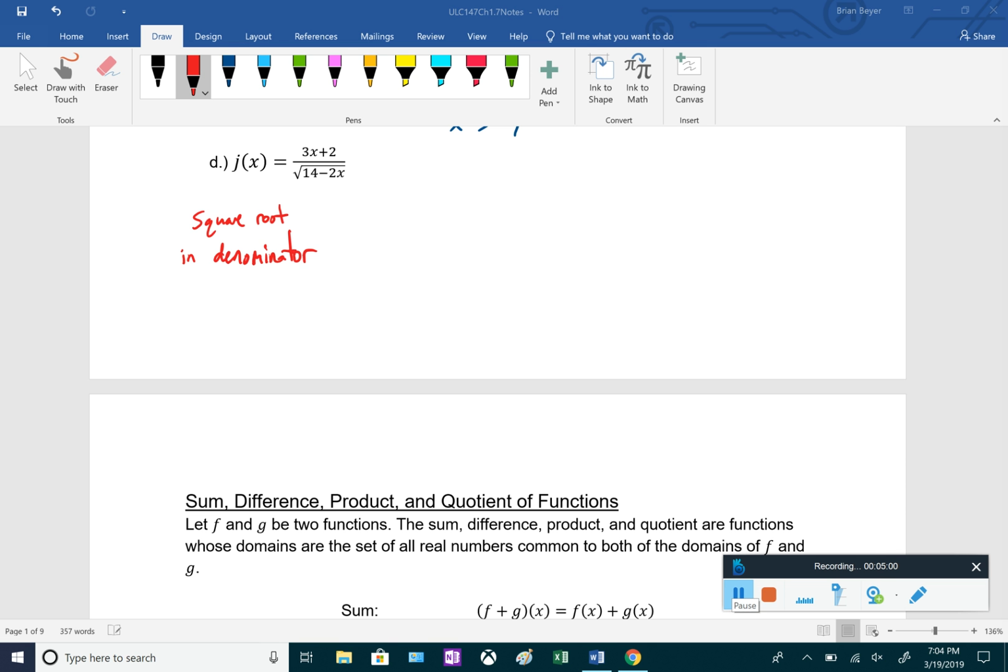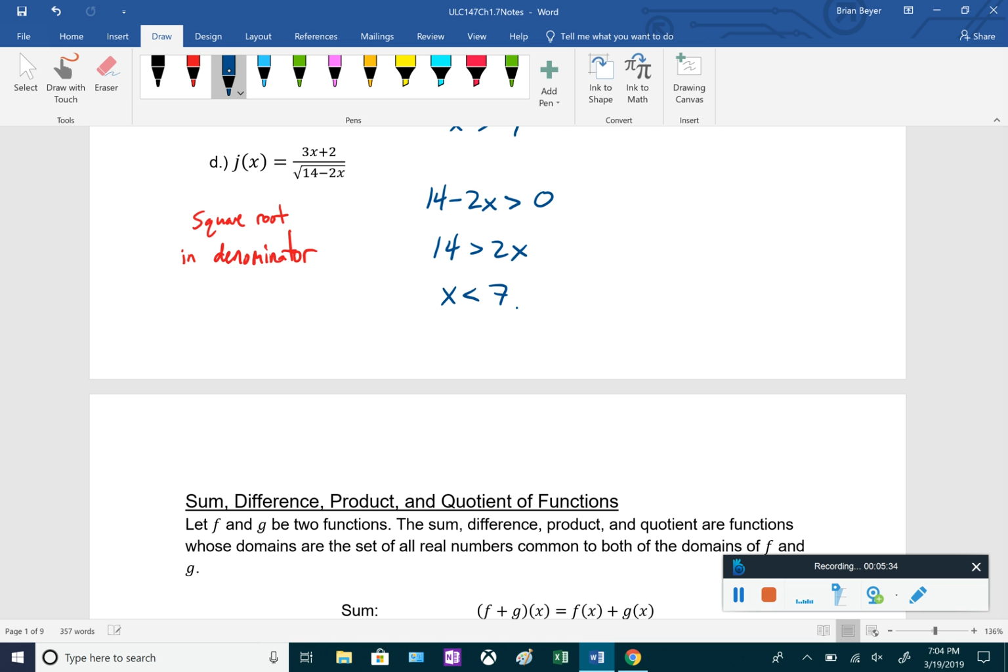Originally, ignoring the fact that it's in the denominator, we would say the radicand 14 minus 2x would have to be greater than or equal to 0. Since this is in the denominator, it cannot equal 0, so that means this strictly has to be greater than 0. Then we're going to solve this the same way. I'm going to add 2x to both sides and get 14 greater than 2x. Divide both sides by 2, and we would end up getting x is less than 7.